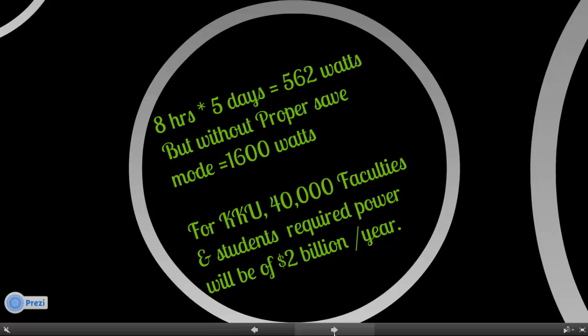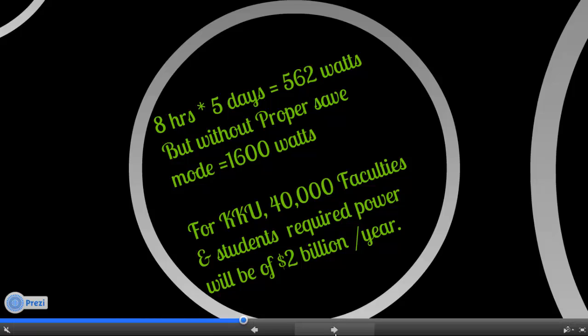So think of 8 hours into 5 working days, equals 562 watts can be used. But without proper save mode, the energy consumed is 1600 watts. For example, in KKU, 40,000 faculty and students require power costing more than 2 billion per year. I'm telling in dollars. It may be more than 2 billion per year. Think of how much we are wasting our energy and also the cost.